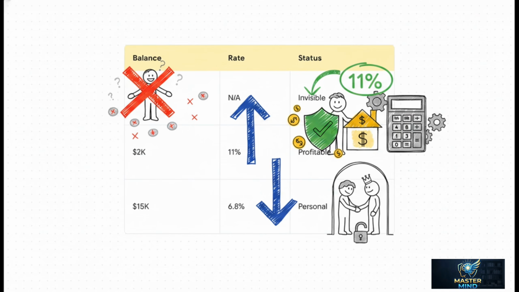You suddenly get approved for a loan at a standard 11% because your internal status has flipped to profitable. And as we look ahead to the $15,000 mark, that exact same loan rate drops to 6.8%. The exact moment those pesky fees vanish and your credit becomes cheaper is simply the exact moment the system's math calculates you are less of a risk.